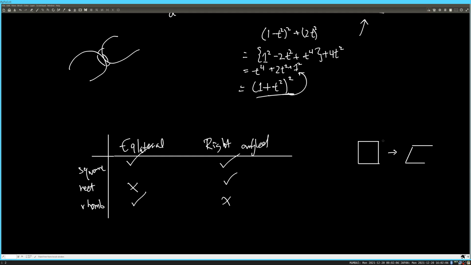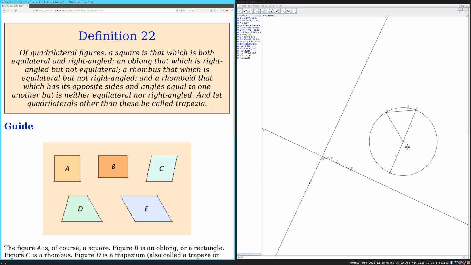And notice that I'm lowering it deliberately. So it's still equilateral, but now these opposite angles are equal. And my opposite sides are still obviously equal. This is a rhomboid. I'm going to have to get used to that. And then the other ones are trapezia, or trapezoids in modern terminology.